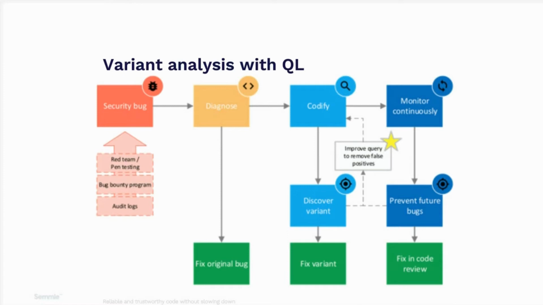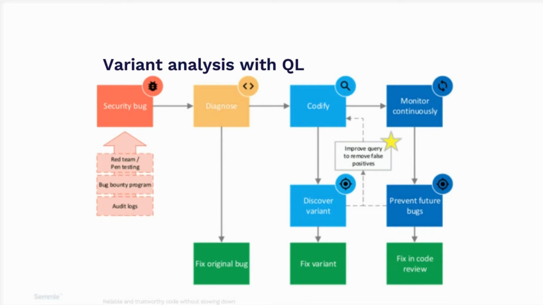The first box is a bug is discovered, and that could be because you had a security team looking at it, or it could be that a customer reported that there was a problem with the device they were using. There's a variety of ways the bug could have been discovered. Then obviously you need to diagnose what the problem is and fix it. But then there's what you can do with QL to enhance the rest of the process.